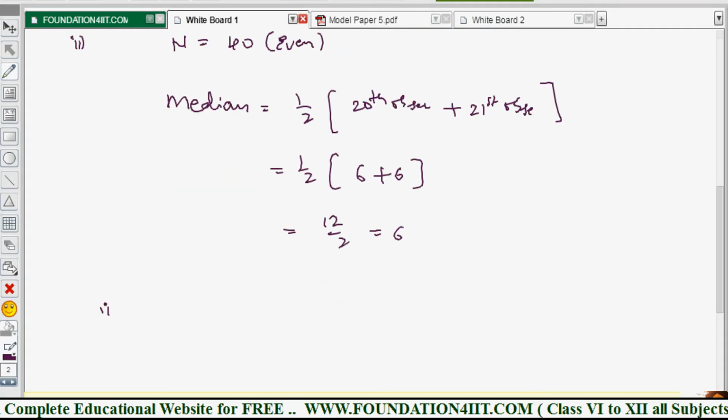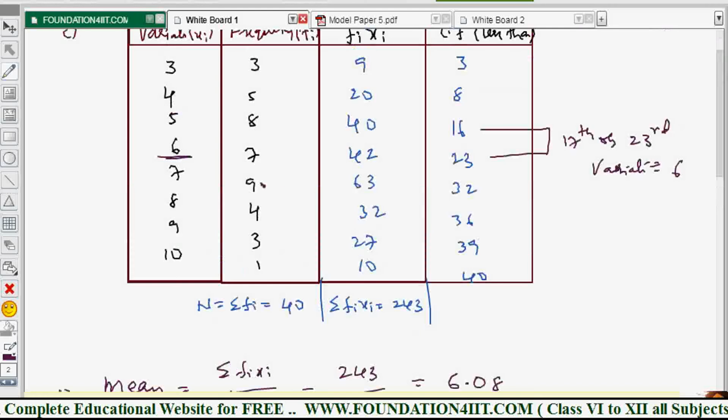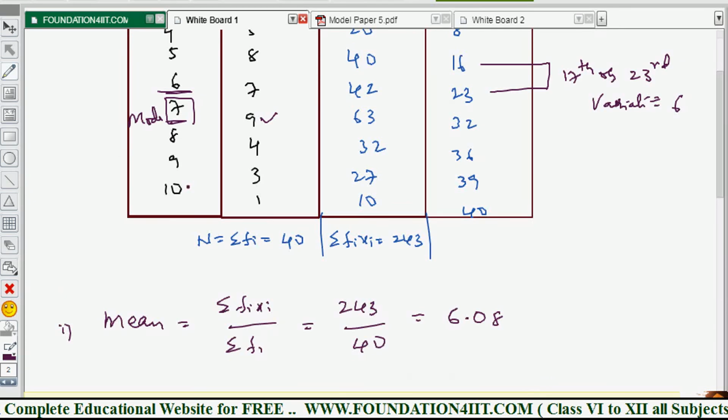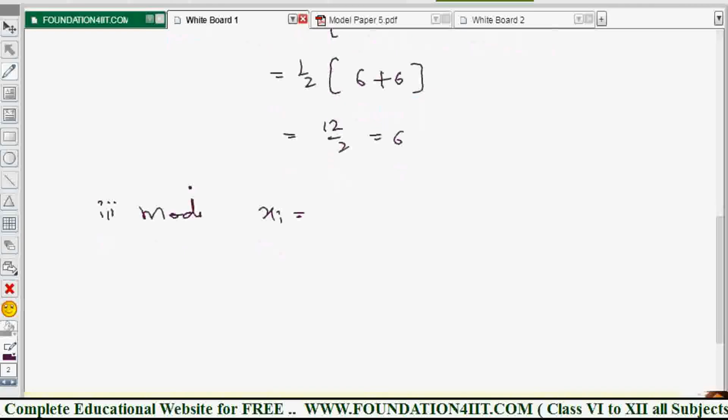And to find out the mode is nothing but the number which occurs the maximum number of times. So from the xi, if you observe, the maximum frequency is 9. So for 9, the number is 7. So this is the mode from xi we should take. So the maximum number of times repeated, that is xi is equal to 7.